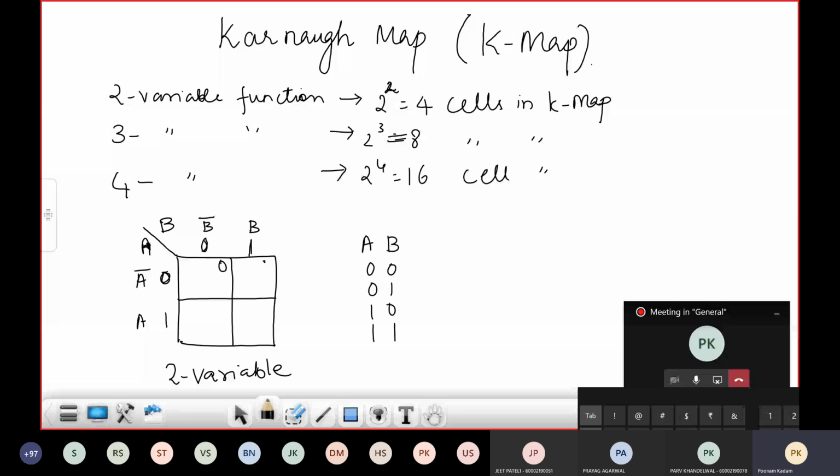Because a two variable function has 4 min terms, we have 4 cells in the K map. Each of these cells corresponds to a unique min term. So 0, 0 means min term 0. Clear? 0, 1: A is 0, B is 1, which corresponds to min term 1. A is 0 means first row, B is 1 means second column, right? This cell is where 0 and 1 overlap, so this is cell number 1. Is that clear?